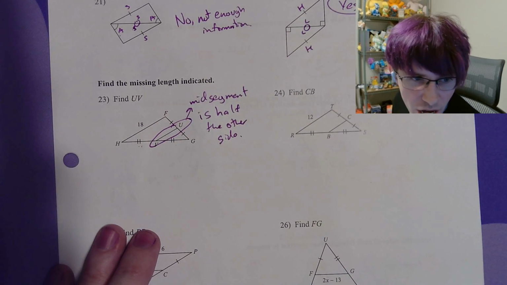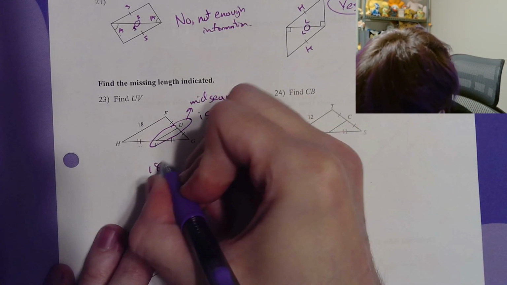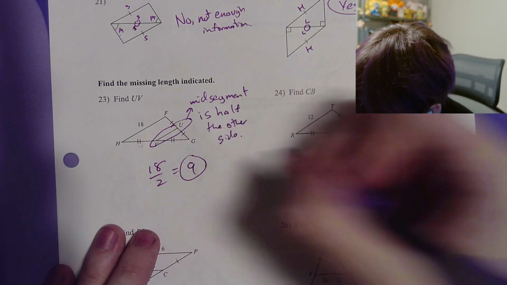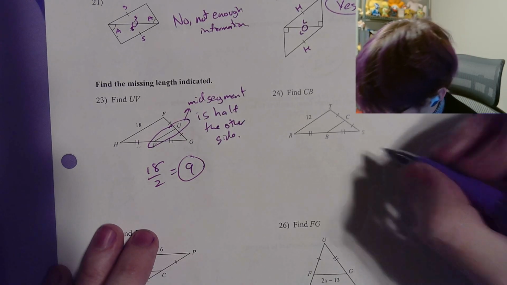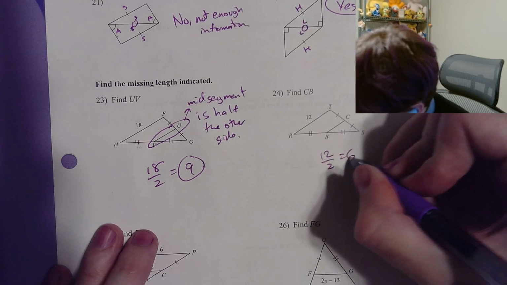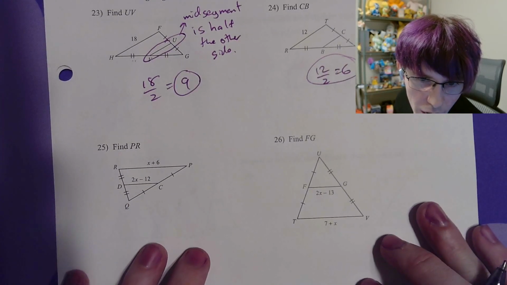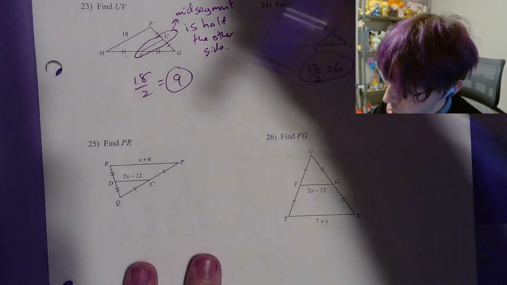Because it's half the other side, look how easy this question is. 18 divided by 2 is 9. Done. All right, wow. Same thing with number 24. 12 divided by 2 is 6. Amazing. We're done. All right, moving on. Number 25, much more interesting.